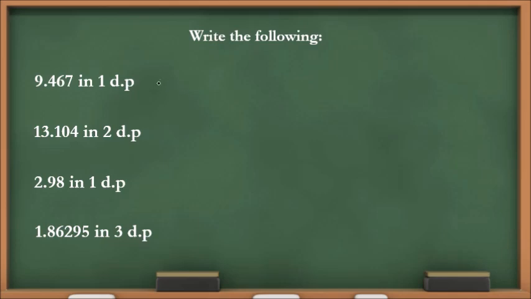Okay, now here we write out the question. We've got 9.467 to one decimal place. Now that means after the decimal point, I only want one number, so I will be considering writing down this. Now I don't want the 6 and the 7, but I have to check whether this is up to a 5. If it's up to a 5, I'm adding 1 to the 4. Now 6 is up to a 5, that means I'll be adding 1 to the 4, which will give me a 5 there. So we'll have 9.5.